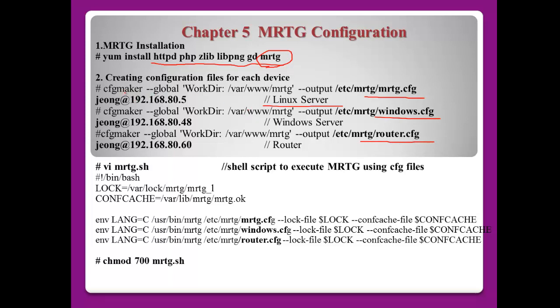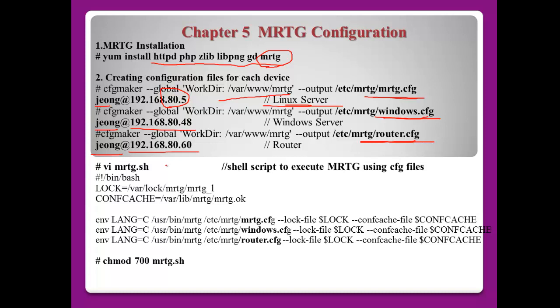So the CFG maker will create the configuration file with the extension CFG. And all data will be saved here, var www mrtg. So in my case, first one for the Linux server, this one is the IP address, and this is the community name. And the second for the Windows server, this one the IP address, and this one the community name. And the third is the router, and the IP address here, and community.